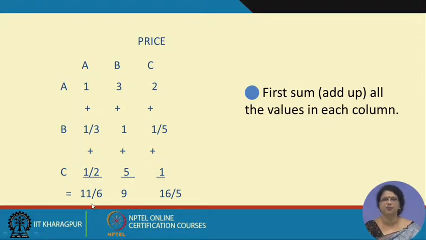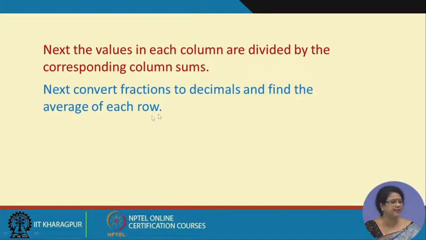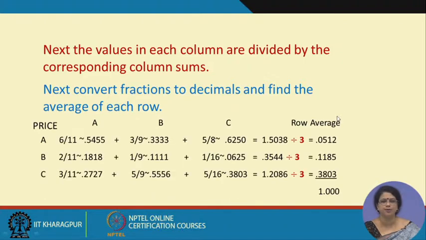That way we are normalizing. Next, the values in each column are divided by the corresponding column sum. After doing that, we take the row average of the corresponding rows and we get the priority vector. Let me show you how exactly we have done it.